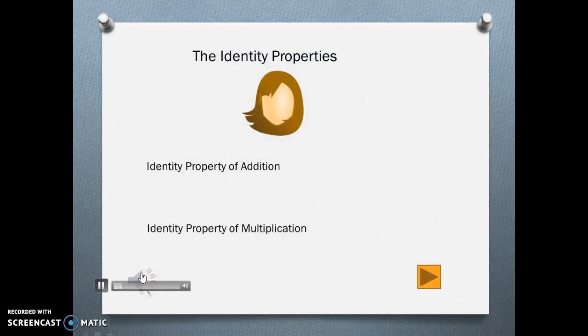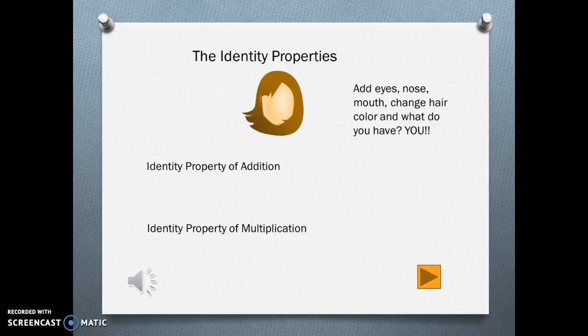And what about the identity properties? Well, your identity makes you you. So think about how to keep the original number. For addition, just add 0. If you're multiplying, just use 1. Don't mix them up or you won't have identities anymore.